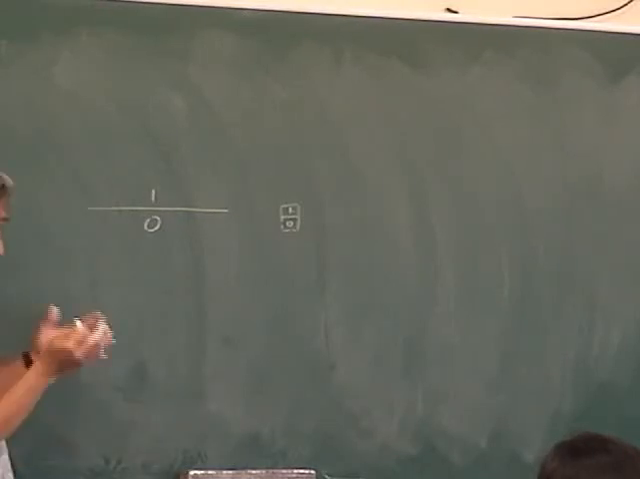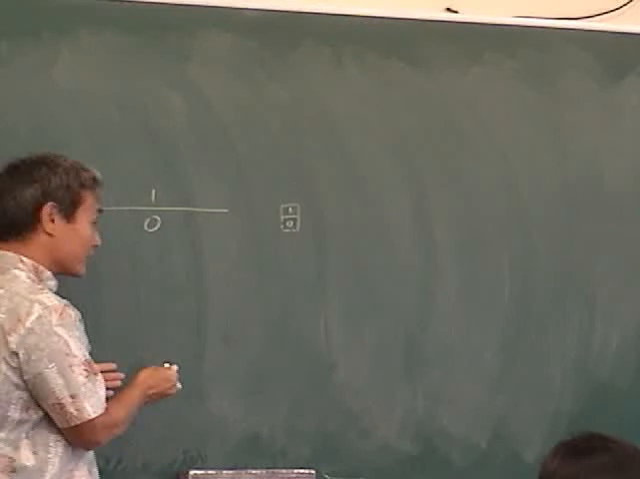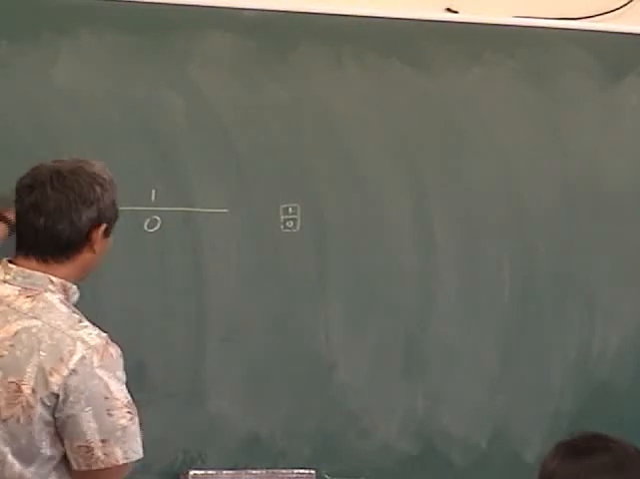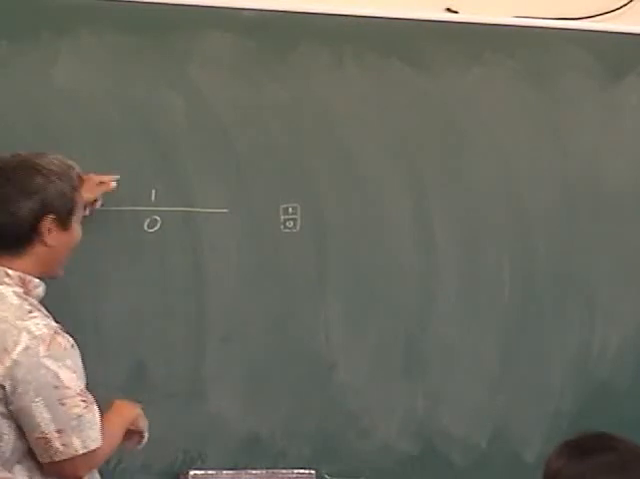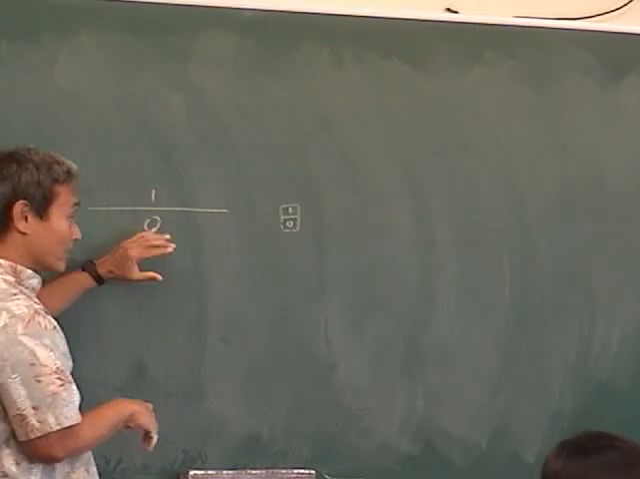So yes, we can apply logic to electrical engineering. If you have a wire, if current is flowing, 1, you can think of that as true, and 0 is like false, off.